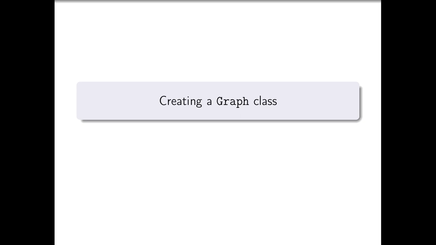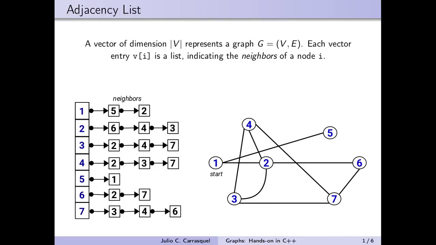So creating the class. To some degree, we are going to base our method on the adjacency list representation, where we have a vector of nodes of dimension according to the number of nodes in the graph. So here, if we have 7 nodes, it means that we have a vector of 7 positions. Each position will have a list saying which are the neighbors of a given node.